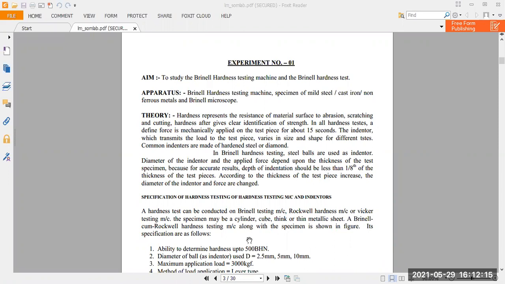The specimen may be a cylinder, for which we have seen a V-shaped holding device, which you can put inside the cavity of the load carrying platform by lifting the load carrying platform out and putting the specimen inside it. The specimen may be cylindrical, cube, or a thick and thin material sheet. A Brinell hardness test machine along with the specimen is shown in the figure below. Here I'll go to the figure.